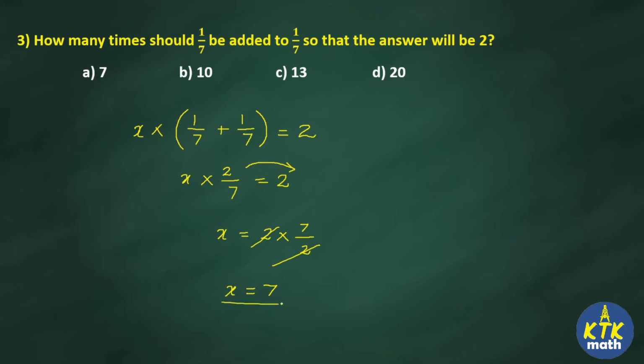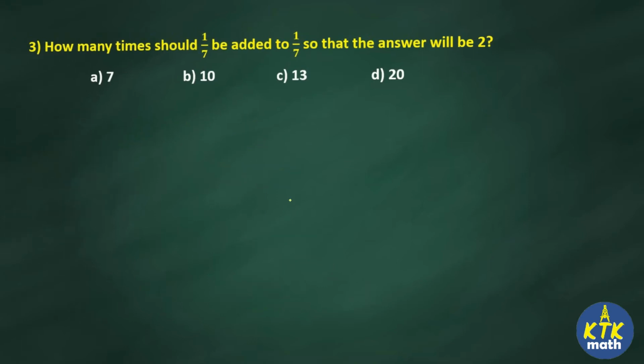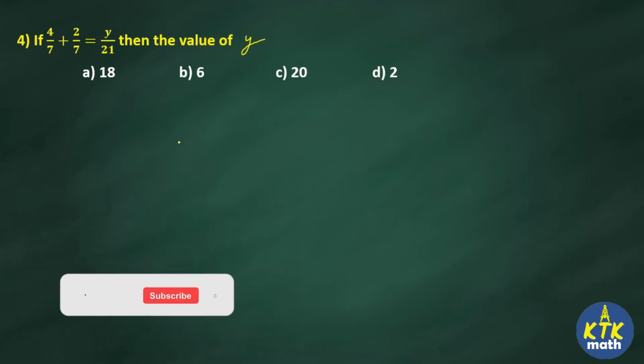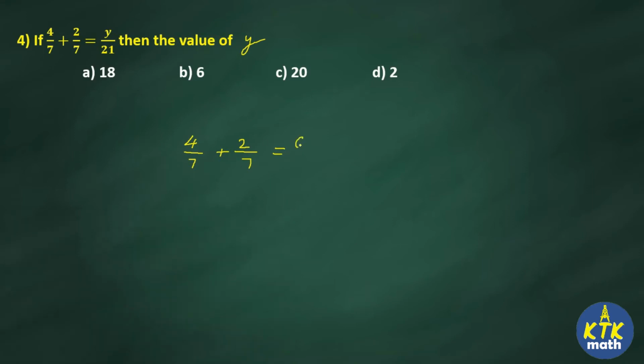Okay. Now we'll move on to the next question. If 4 by 7 plus 2 by 7 is equal to y by 21, then the value of y. So first you should find the left hand side answer. What is 4 by 7 plus 2 by 7? It is nothing but 6 by 7.